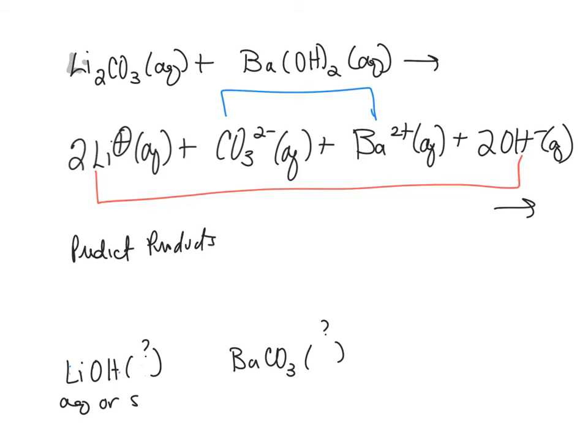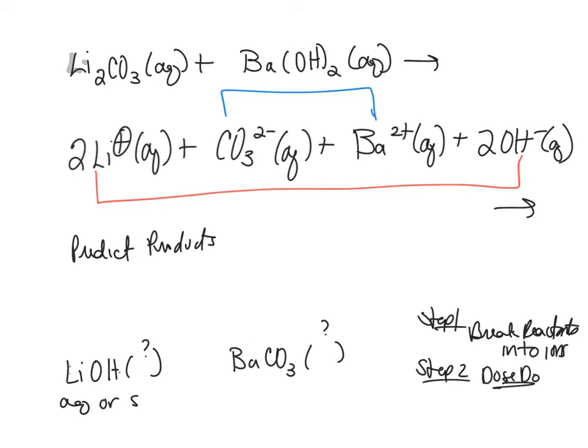So the first thing you want to do is break these into the ions. So step 1, break your reactants into ions. And then step 2, I'm going to say do-si-do, so we switch partners because we're predicting the product. When you predict the product, you have to figure out when these come together. So we know sodium or lithium is always going to be what? Aqueous. Anytime you see a group 1, you can just go right aqueous.